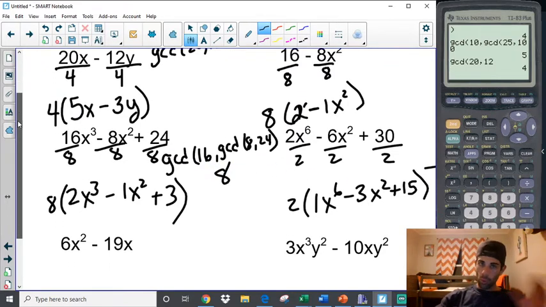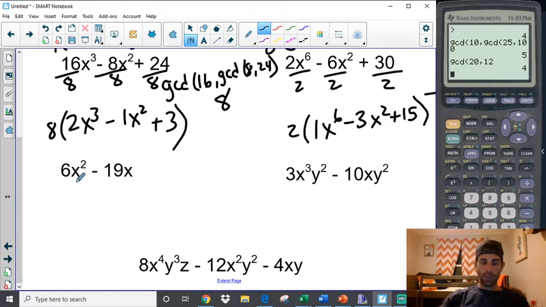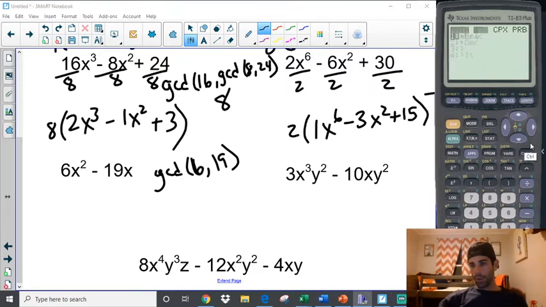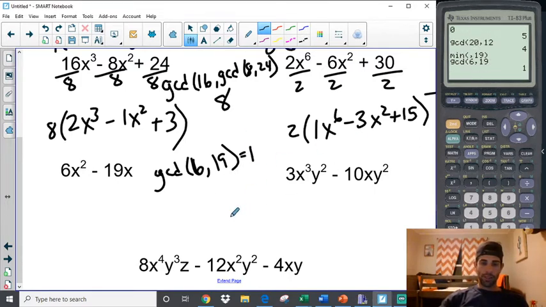Now let's just take a quick look at a couple of examples here where I'm going to throw everything at you. So first one here says, well, what's the GCD of 6 and 19? So if I show you that here quick, 6 and 19, it's going to say 1. So I'll write that. I'll say that the GCD is 1.